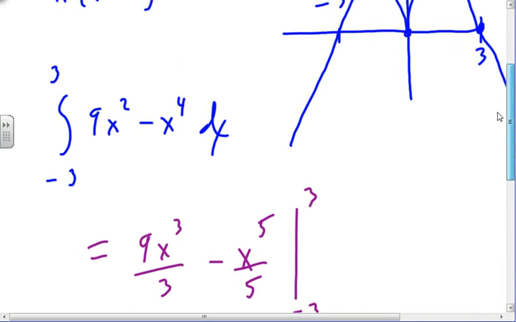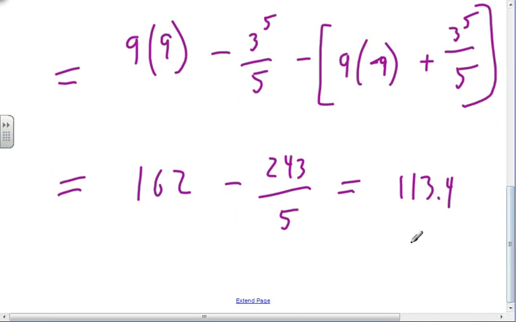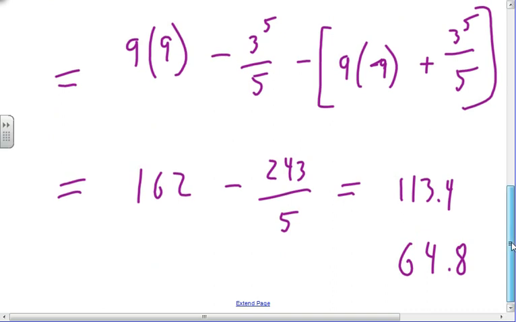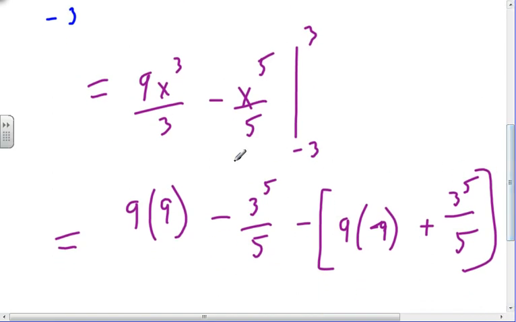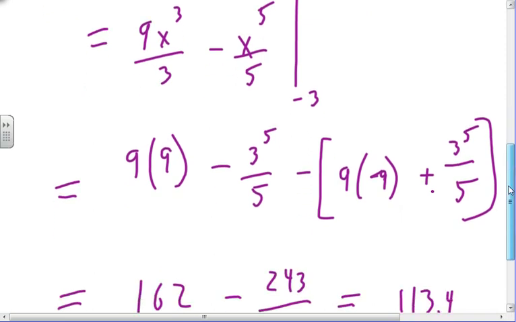So this should be 64.8, and it looks like I've got something else. All right, so what did I do wrong? 9x cubed divided by 3 minus x to the 5th divided by 5. 3 cubed divided by 3 is 9, right? This guy is right. Minus this guy, the quantity, so this is a minus. That has to be a plus. That has to be the same thing.